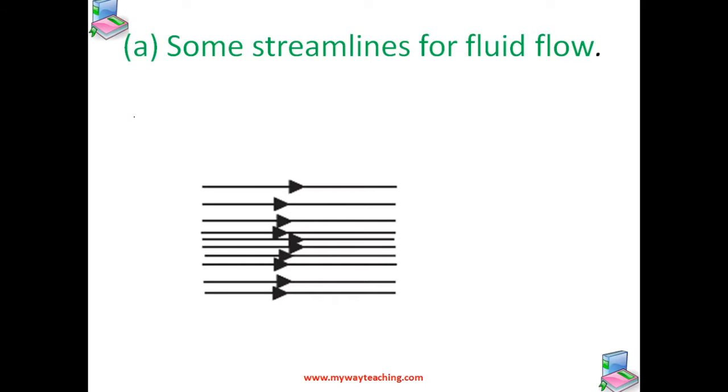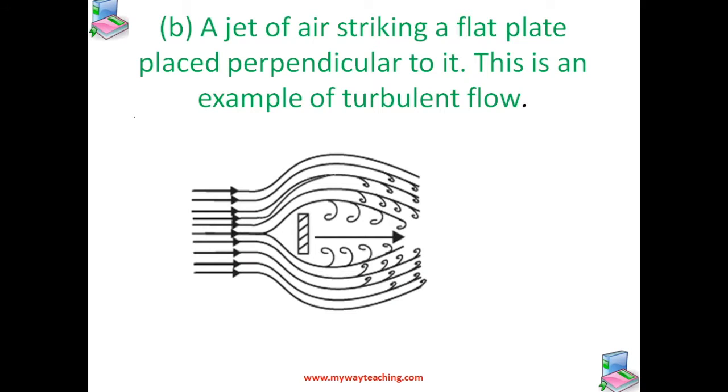So in this figure you can see streamlines for typical flows. It describes a laminar flow where velocities at different points in the fluid may have different magnitudes but the directions are parallel. And coming to the turbulent flow, you can see in this a jet of air striking a flat plate which is placed perpendicular to it. So this is a turbulent flow example. Okay.